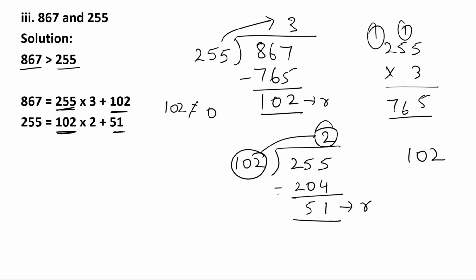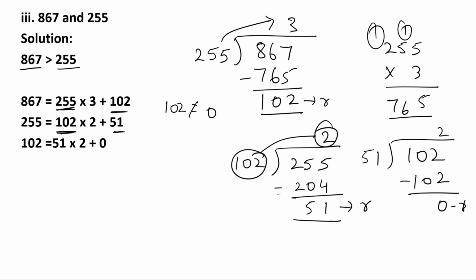So 102 divided by 51, 51 times 2. 2 ones are 2, 5 twos are 10. Now we get the remainder as 0. So this is 51 times 2 plus 0. The remainder has now become 0, so our procedure stops. At this stage, the divisor is 51. Therefore, the HCF of 867 and 255 is 51.